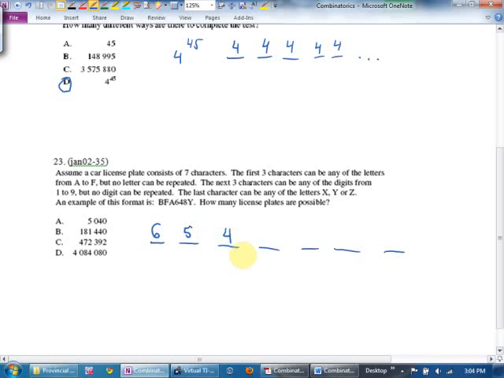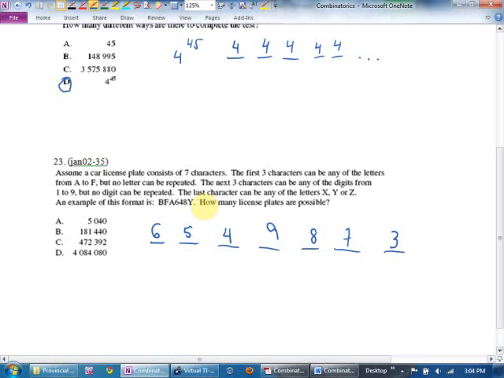The next three letters can be any of the digits from 1 to 9, but no digit can be repeated. So how many choices would I have right here? 9, 8, then 7. And the last character can be anything X, Y, or Z. 3. And they even give me an example, BFA648Y. How many different outcomes are there?